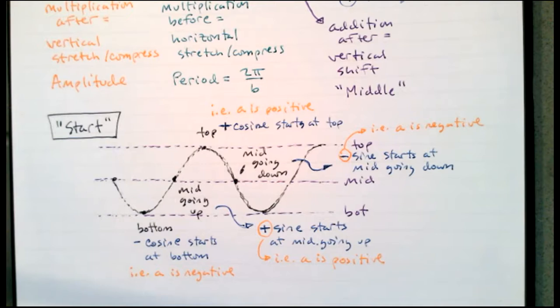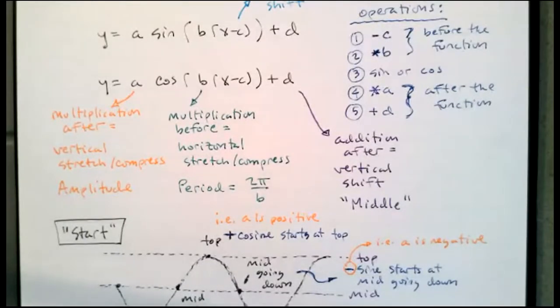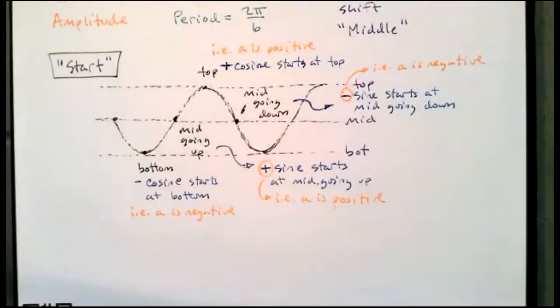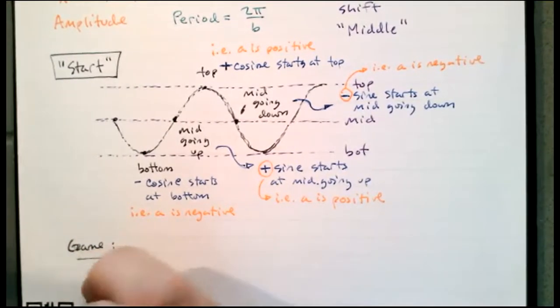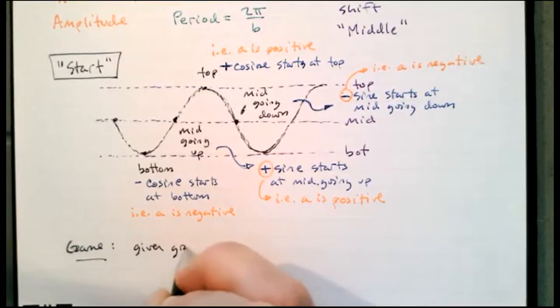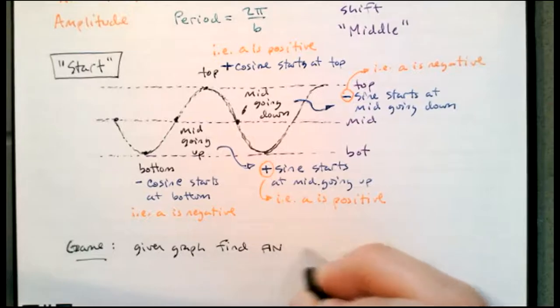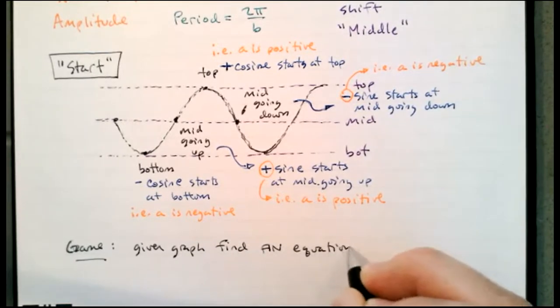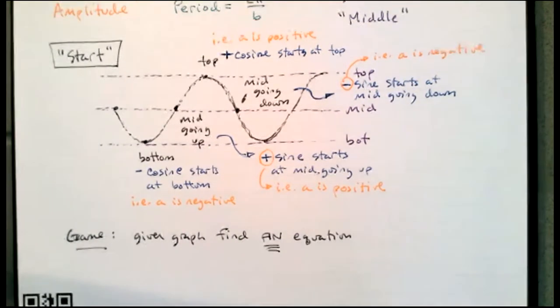So here's the game that we want to play. I want to be able to give you a graph and have you decide what the function should be. I want to be able to give you a graph and have you come up with an equation. So the game is going to be: given a graph, find the equation. And the other game will be: given an equation, draw the graph.